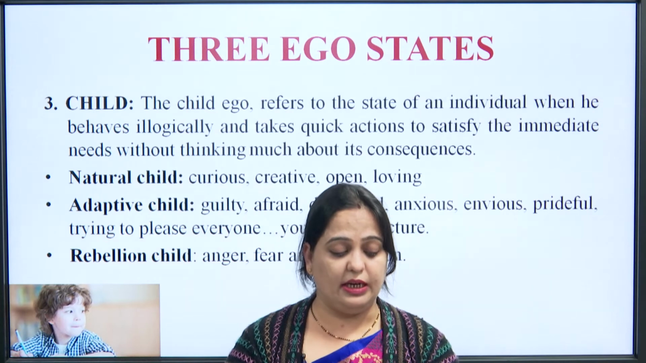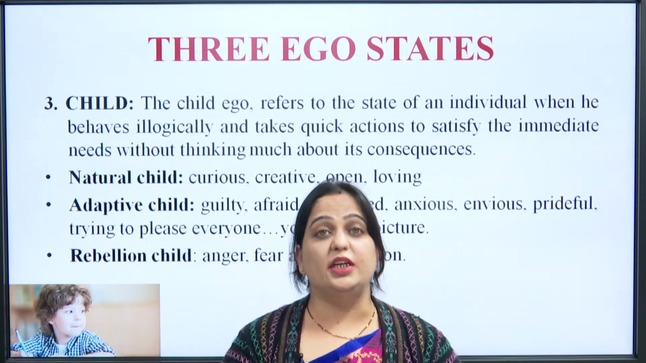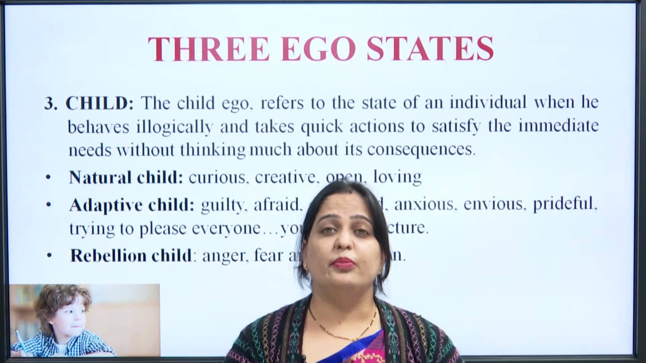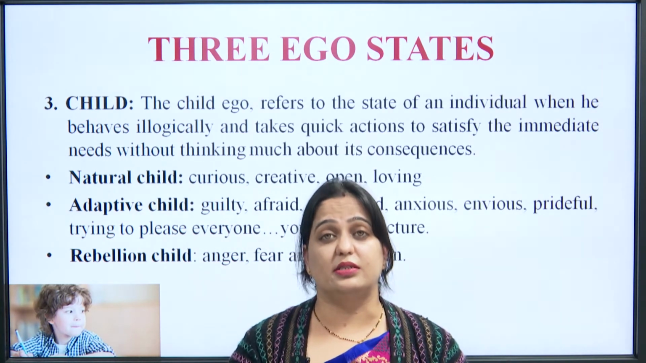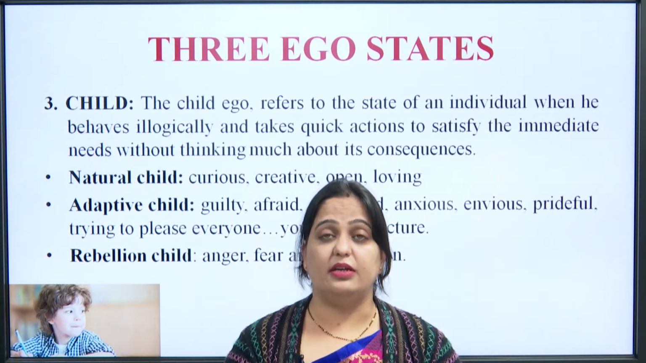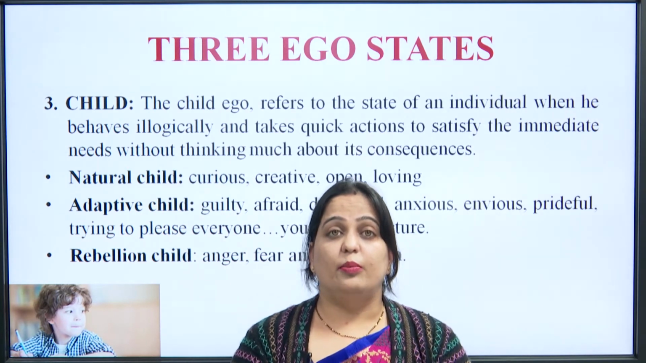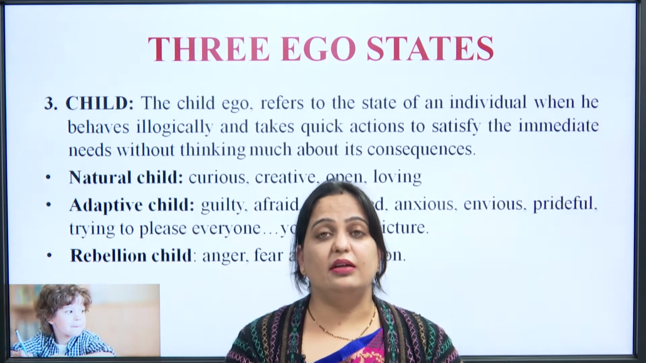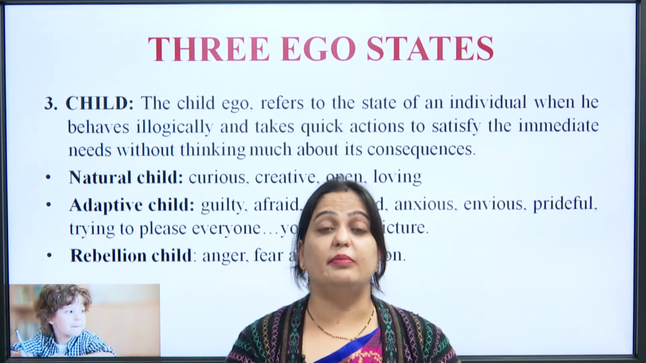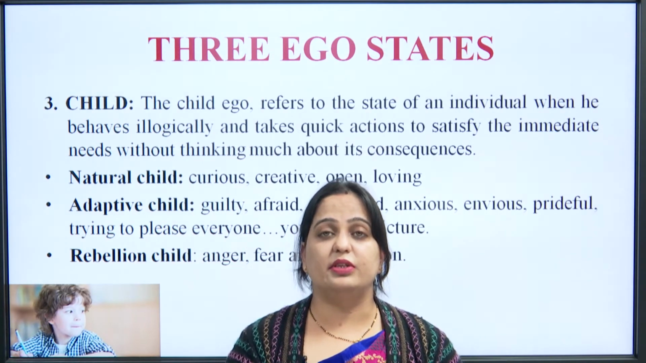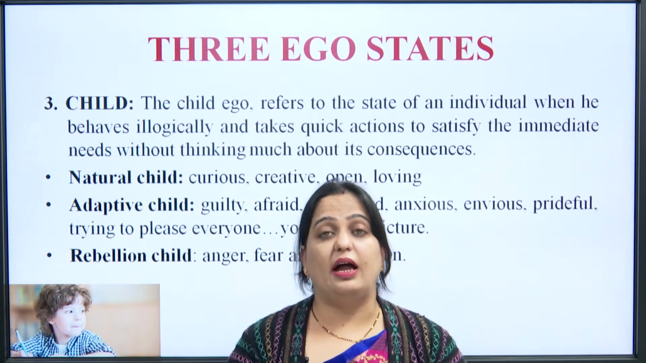So the natural child is basically the child who is born and brought up with care, and reacts in a natural manner. Second is the adaptive child. The adaptive children are the trained ones, those who are very well trained by their parents. They have a sense of guilt, are afraid, depressed, anxious, prideful, and try to please everyone. Last is the rebellious child. The rebellious child is always against everything. He behaves in the opposite manner to whatever you say, and he or she may show anger, fear and frustration.